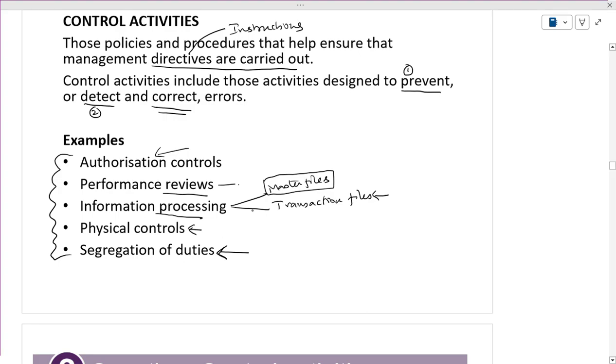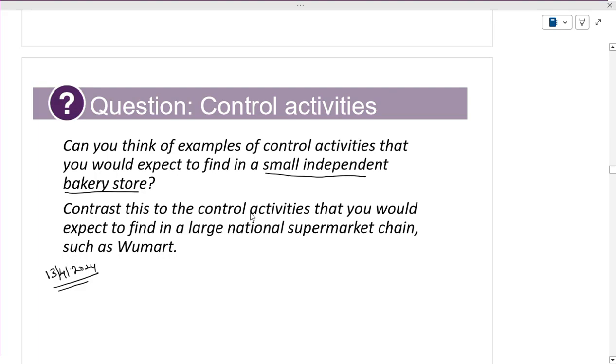Now, this is what we are talking about, the control activities. Can you think of examples of control activities that you would expect to find in a small independent bakery? Contrast this with the control activities you would expect to find in a large national supermarket. In a supermarket, the transactions are small, but the frequency and the number of transactions with respect to cash will be huge. How do we have to handle that?